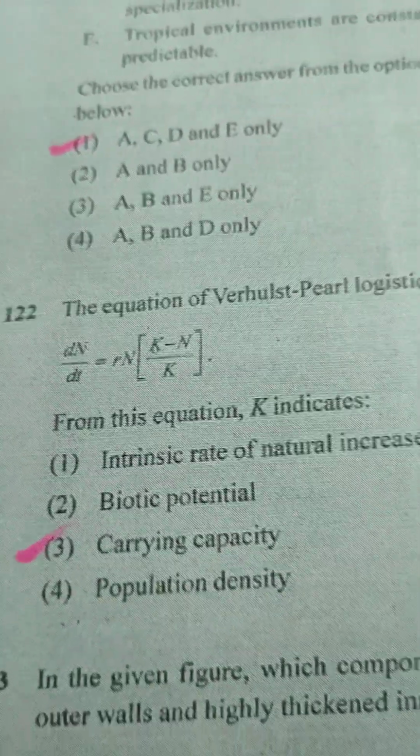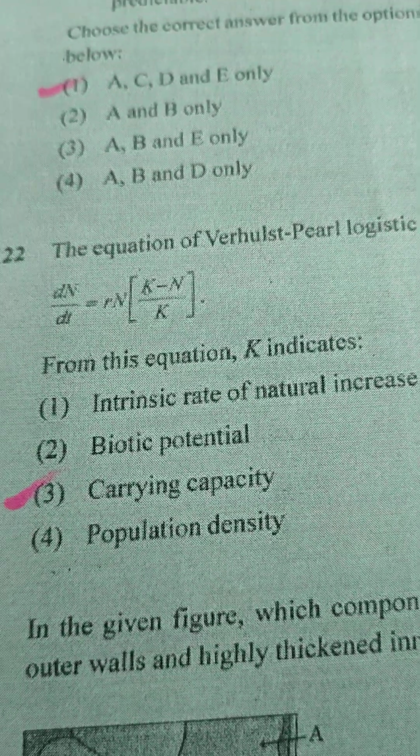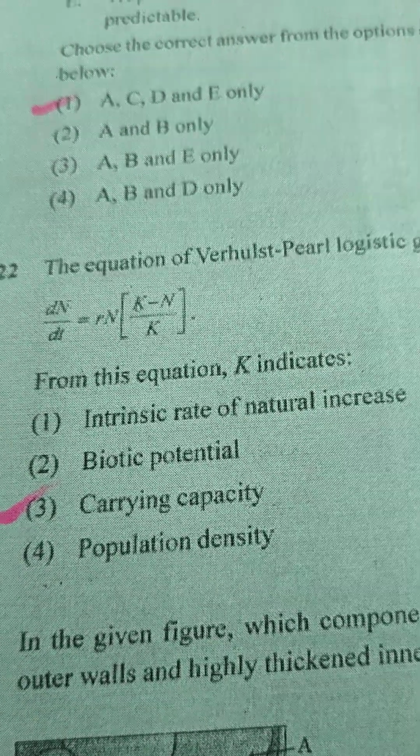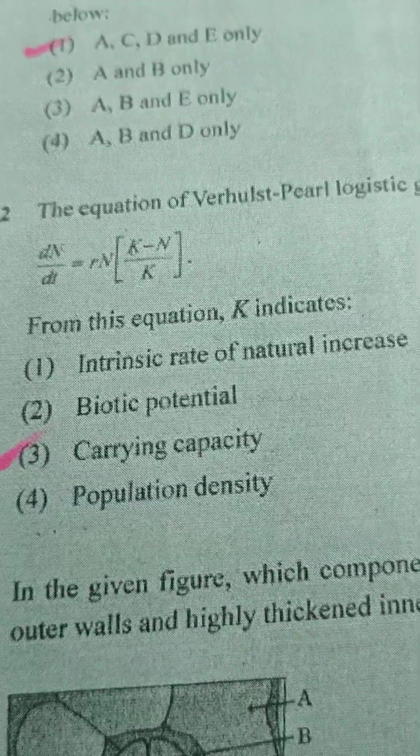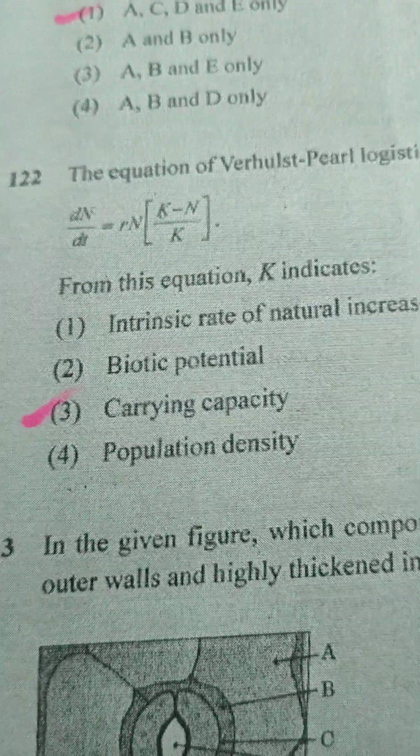Question number 122. The equation of Verhulst-Pearl logistic growth is dN/dt = rN (K minus N)/K. From this equation, K indicates. Correct option is 3, carrying capacity.